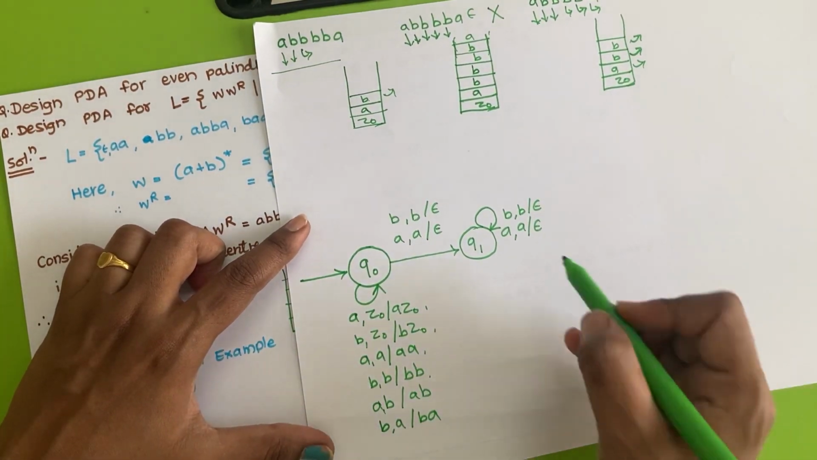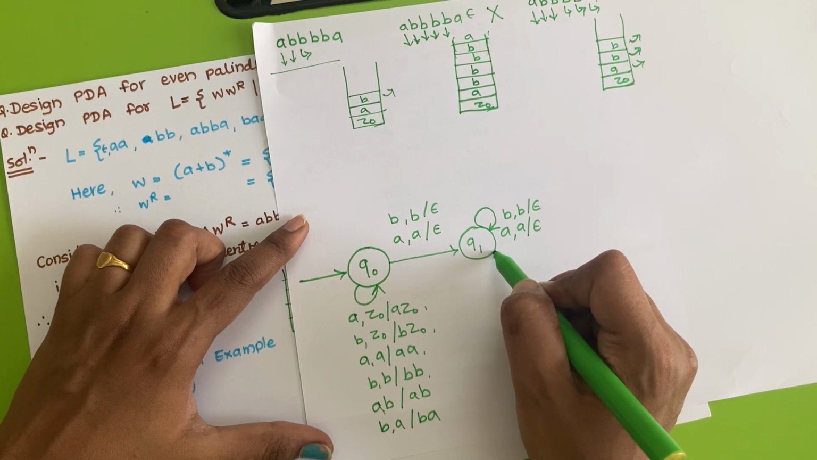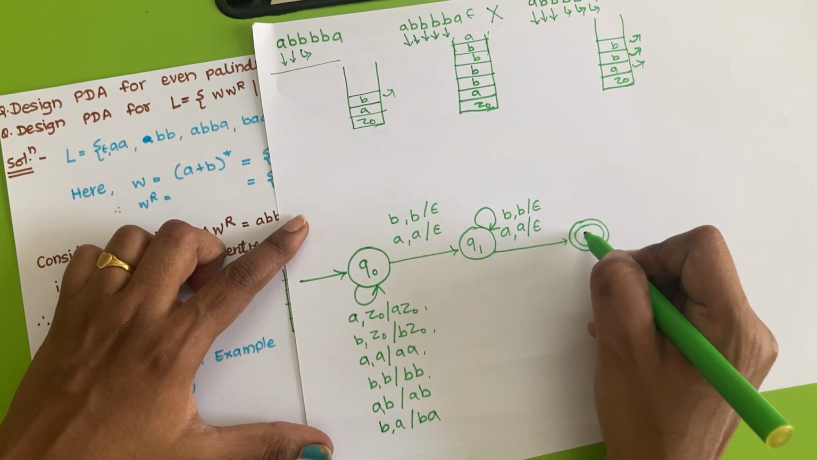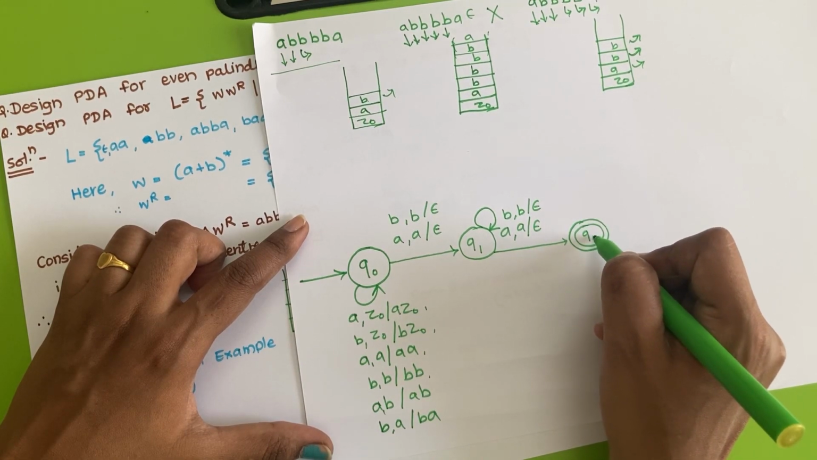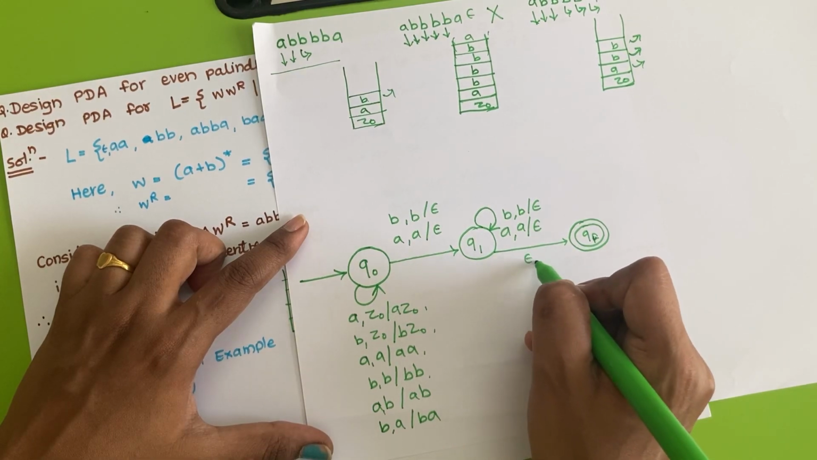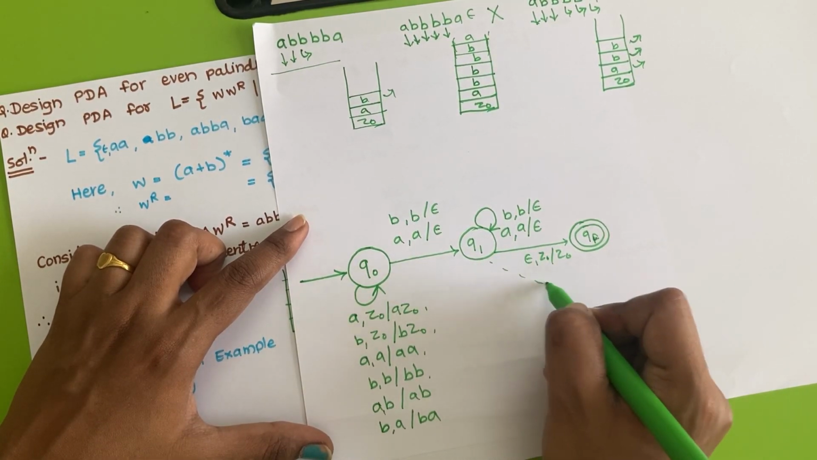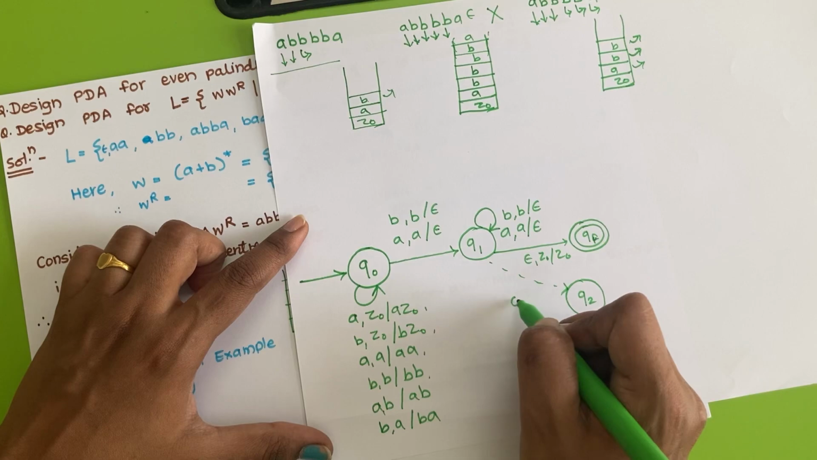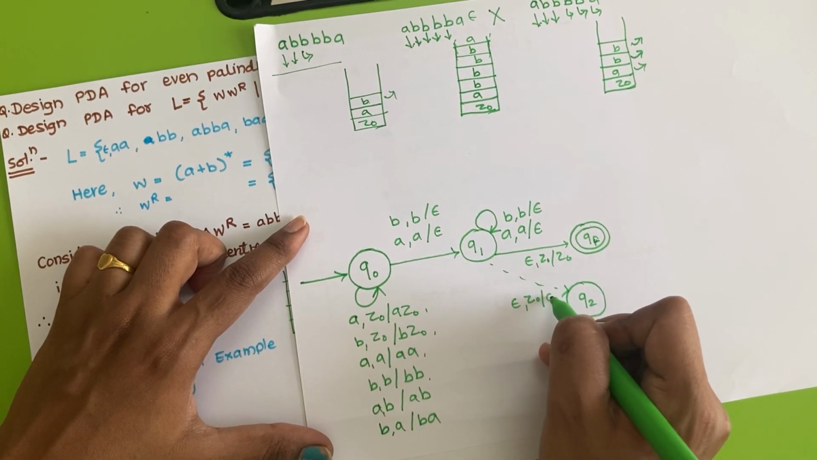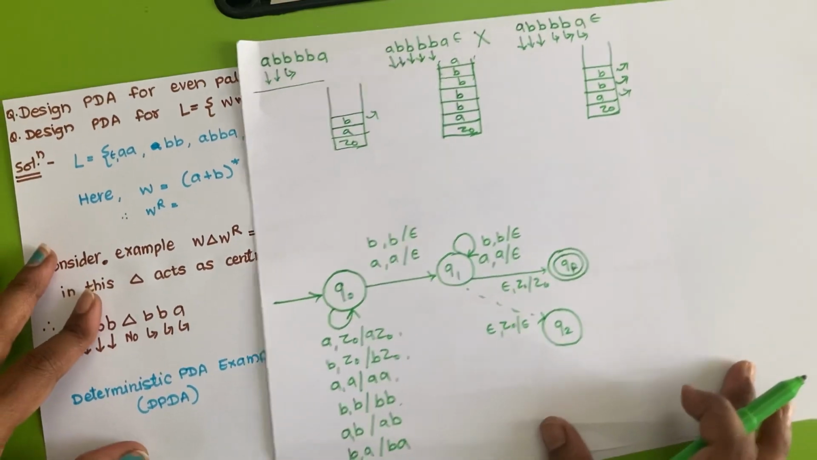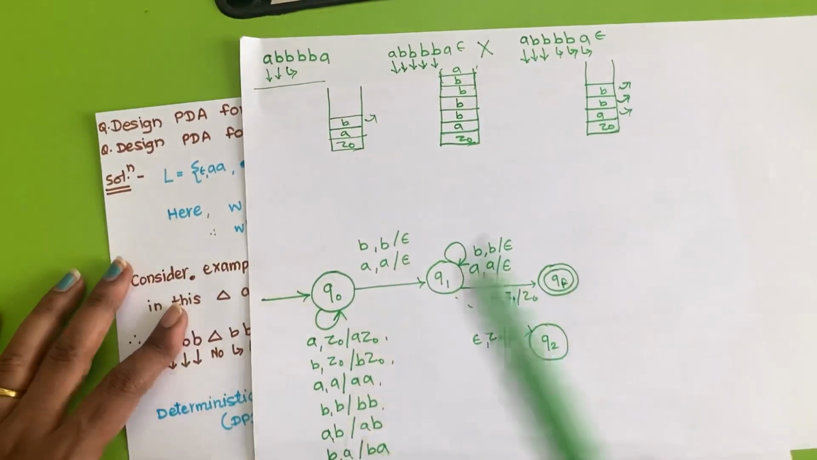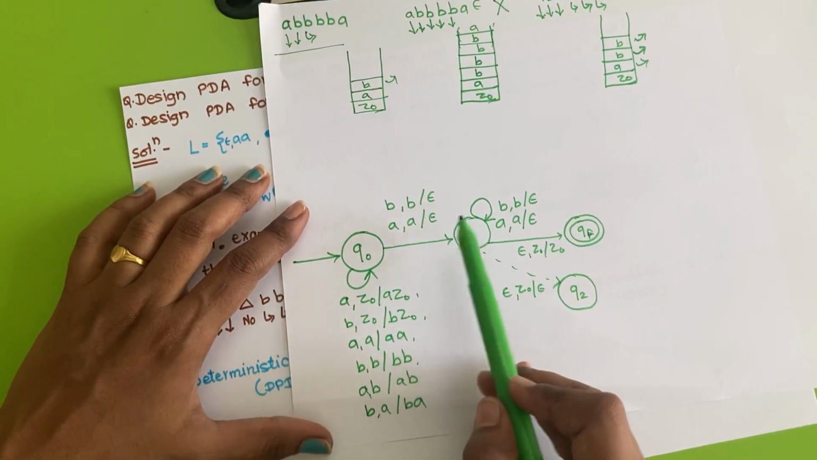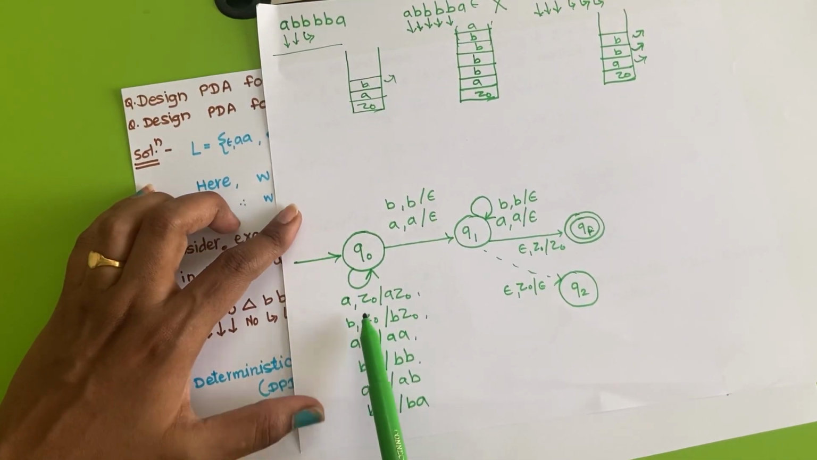Now after popping all the A's and B's, it will lead to the final state for acceptance through final state, that is epsilon, Z0, Z0, or we can have acceptance through empty stack, that is epsilon, Z0, epsilon, performing a pop operation. Okay, now we will see how a string will get simulated, and how each type of transition will get executed by this example.